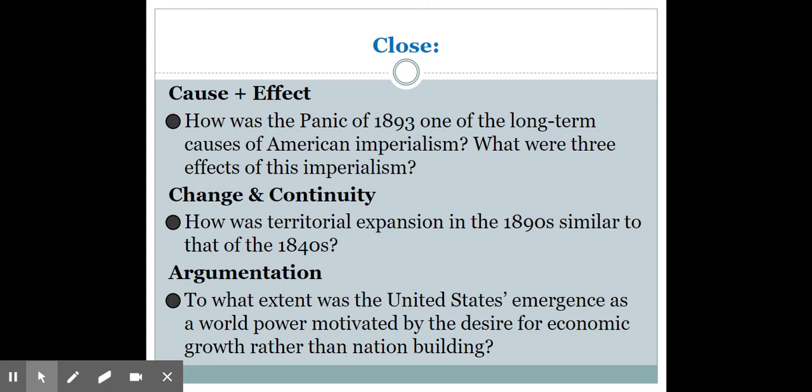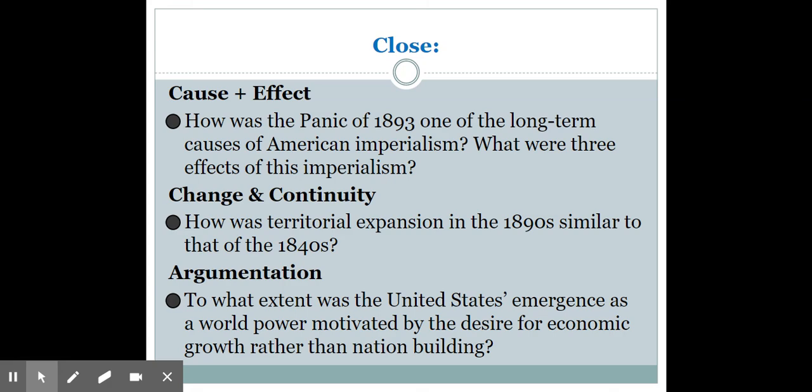So if we were looking at causation, cause and effect, a good question would be, how was the Panic of 1893 one of the long-term causes of American imperialism? What were three effects of this imperialism? So again, this idea that we can tie the economic to the military and the political. Change and continuity over time: how was territorial expansion of the 1890s similar to that of the 1840s? It's manifest destiny, but what's different about it in each time period?